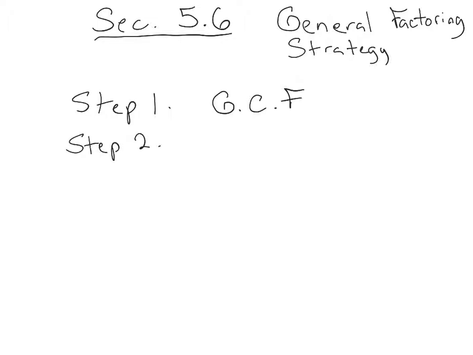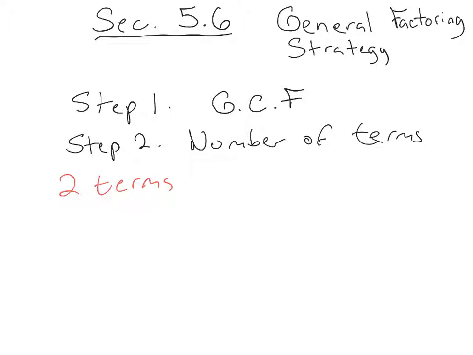Step two. What you want to do is count the number of terms in the polynomial. So you want to examine the number of terms. You're going to see, do I have 2 terms? Do I have 3 terms? Do I have 4 terms? Because if you have 2 terms, let's look at that. What are some formulas that you have seen for 2 terms?